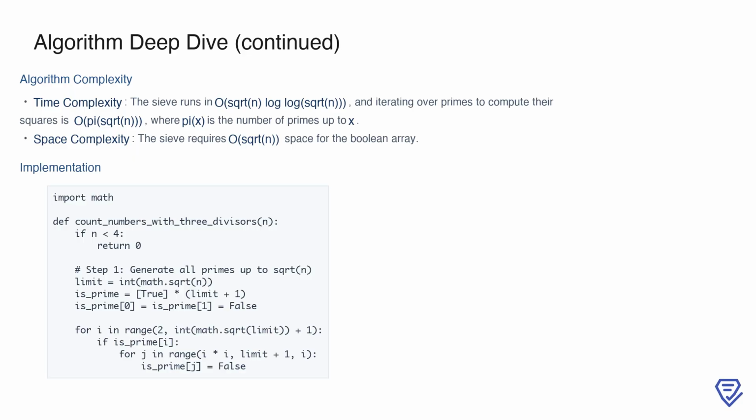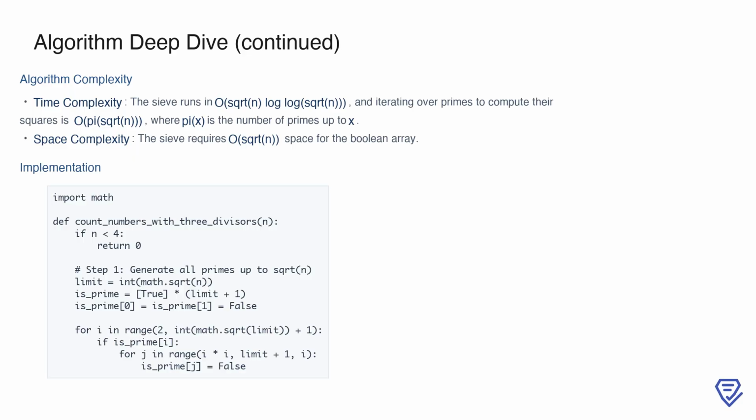Analyzing the algorithm's complexity, the time complexity of the sieve is O(sqrt(n) log sqrt(n)). This accounts for marking multiples of primes as non-prime up to the square root of n. Iterating over the primes to compute their squares adds another O(pi(sqrt(n))) complexity, where pi(x) represents the number of primes up to x. Together, these components make the algorithm highly efficient. The space complexity is O(sqrt(n)), due to the Boolean array used for the sieve.